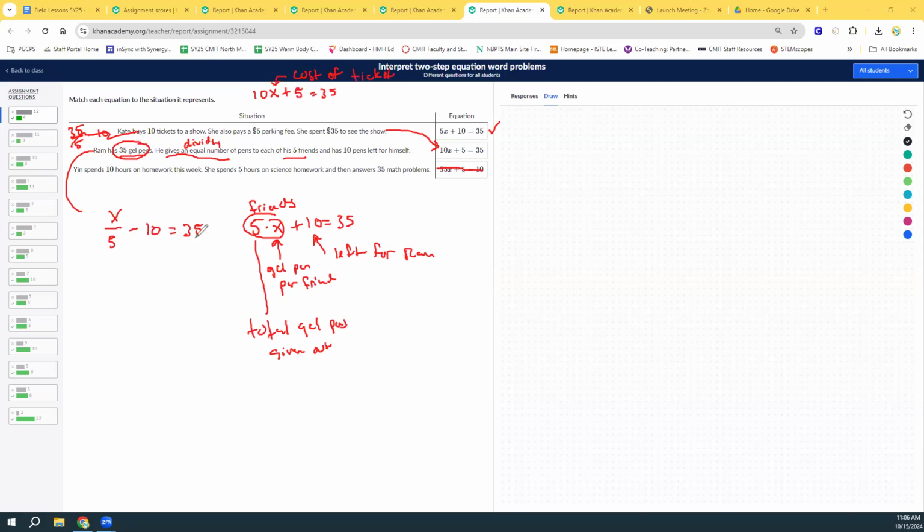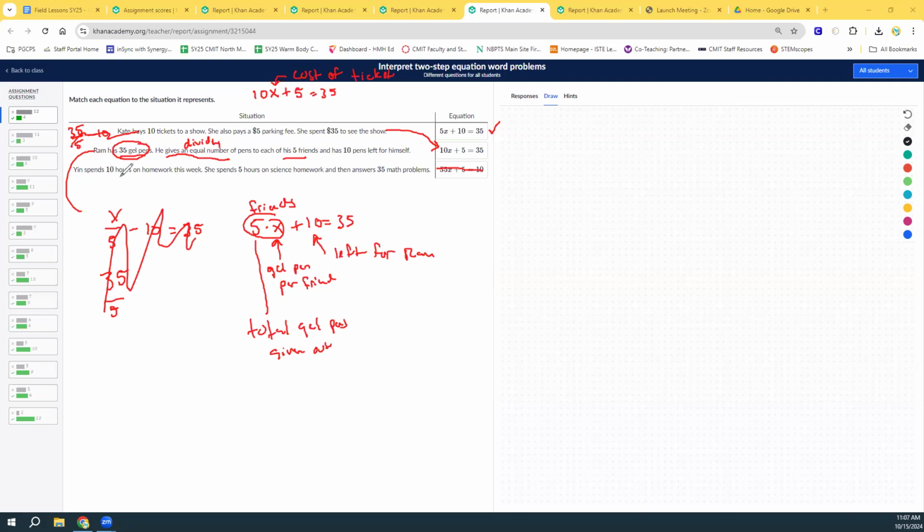And actually, the more I look at mine, I don't like mine anymore because we do have to divide 35 by, well, we can't divide 35 by 5 because he's got to leave 10 for himself first. So mine doesn't actually work. So I'm really glad this was multiple choice one.